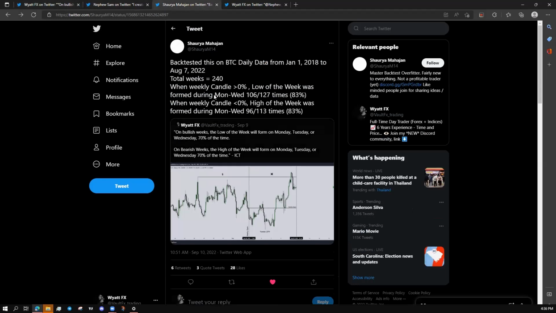So I posted this a while back in September, and then I had somebody backtest it. This was on Bitcoin daily data for 5 years of time. You could do this on Forex and it would do practically the same thing. 240 weeks. And what he did here was when the weekly candle is above zero, meaning when the weekly candle closed above its open, a bullish week, the low of the week was formed Monday through Wednesday, 106 out of 127 times. So that's 83%.